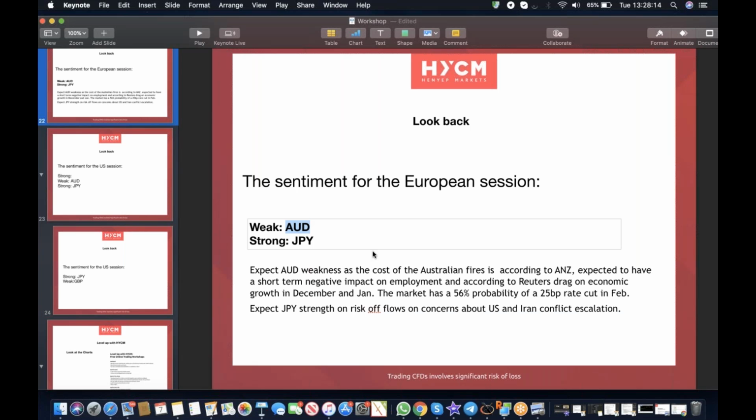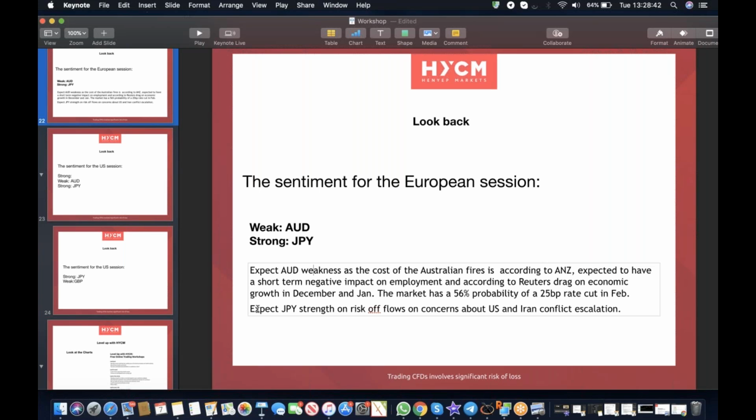Also, there was a report out by the investment bank ANZ. They were expecting Australian dollar weakness as the cost of the Australian fires is expected to have a short-term negative impact on labour data. We know how the RBA sees labour data as very important, and Reuters saw it as a drag on the economy for December and January, and so the market's pricing in a 56% probability of a 25 basis point rate cut in February, okay?